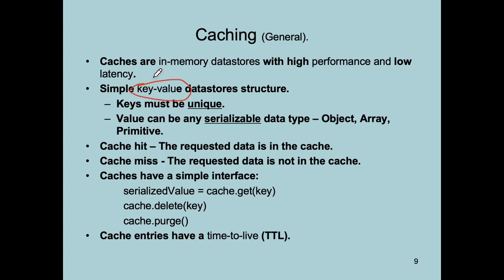The keys have to be unique. The values can be anything you want them to be in general, as long as it's serializable. So the value could be a primitive, an array, an object, an array of objects, et cetera. Anything that's serializable can be a value associated with one key.